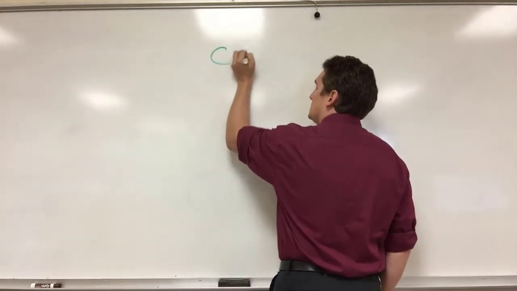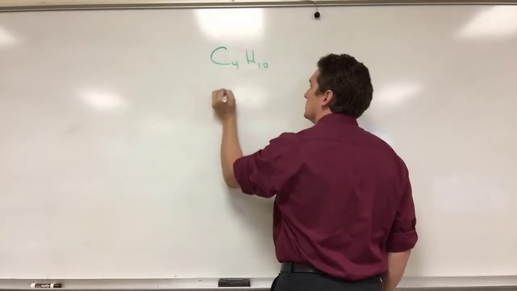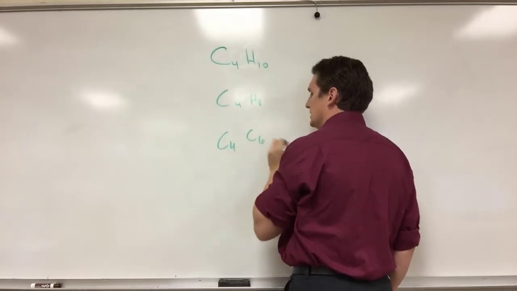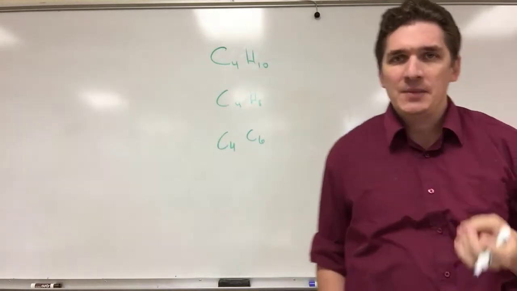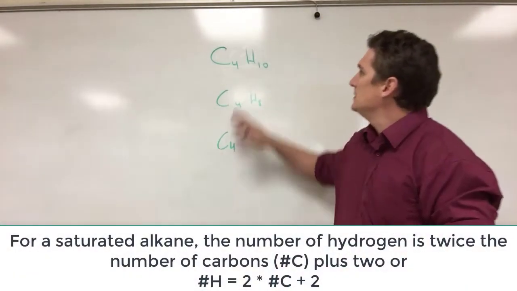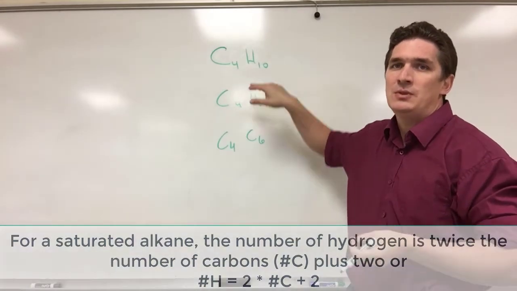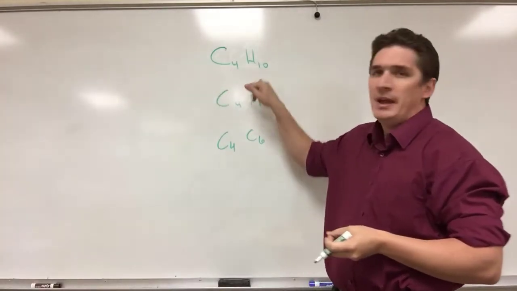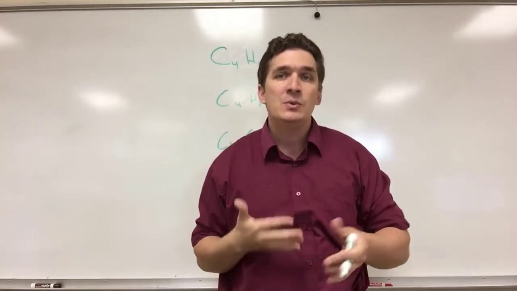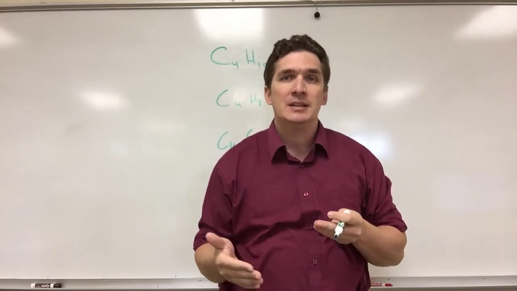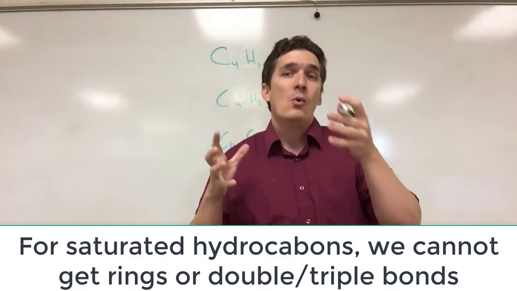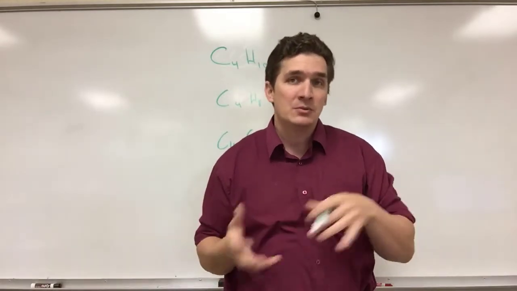So let's say I give you C4H10 versus C4H8 versus C4H6. Each of these vary by 2 hydrogens. Now, a saturated alkane is going to have 2 times the number of carbons plus 2 hydrogens. So something like C4H10 is a saturated alkane. This makes it really easy. The only thing we can really change about this compound is how the carbons are connected, but there's no possibility of rings or double bonds.